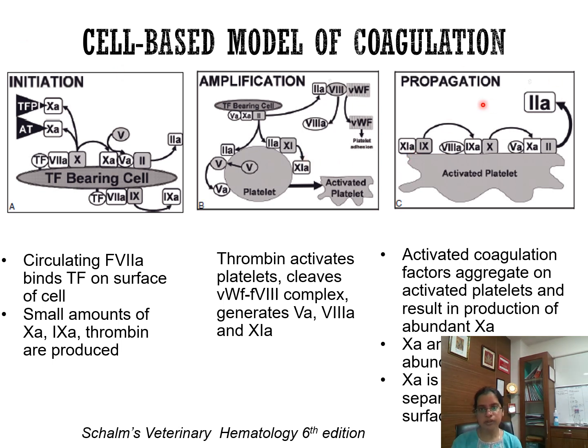Now at the propagation phase, the activated factor 11A that was produced will activate factor 9 to activated factor 9A. Factor 8A along with factor 9A is the intrinsic kinase. It will cause conversion of factor 10 to activated factor 10A. This is the kinase, so it will cause conversion of 10 to 10A. 10A along with its cofactor 5A is the prothrombinase complex, so this will cause conversion of prothrombin to thrombin. Now this thrombin is produced in larger amounts, so this is the thrombin burst. It will convert fibrinogen to fibrin, and this fibrin will cause cross-linking of platelets with the GP2B3A receptor. So this is the cell-based model of coagulation.